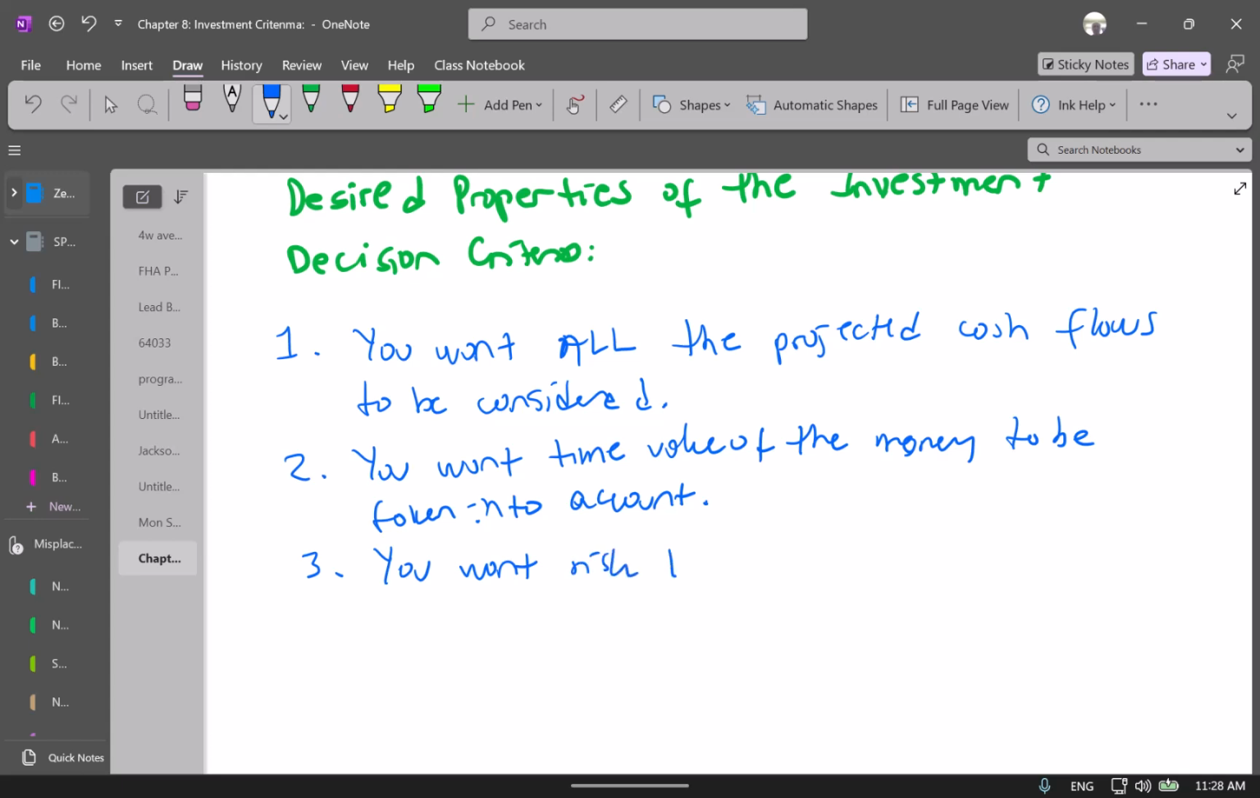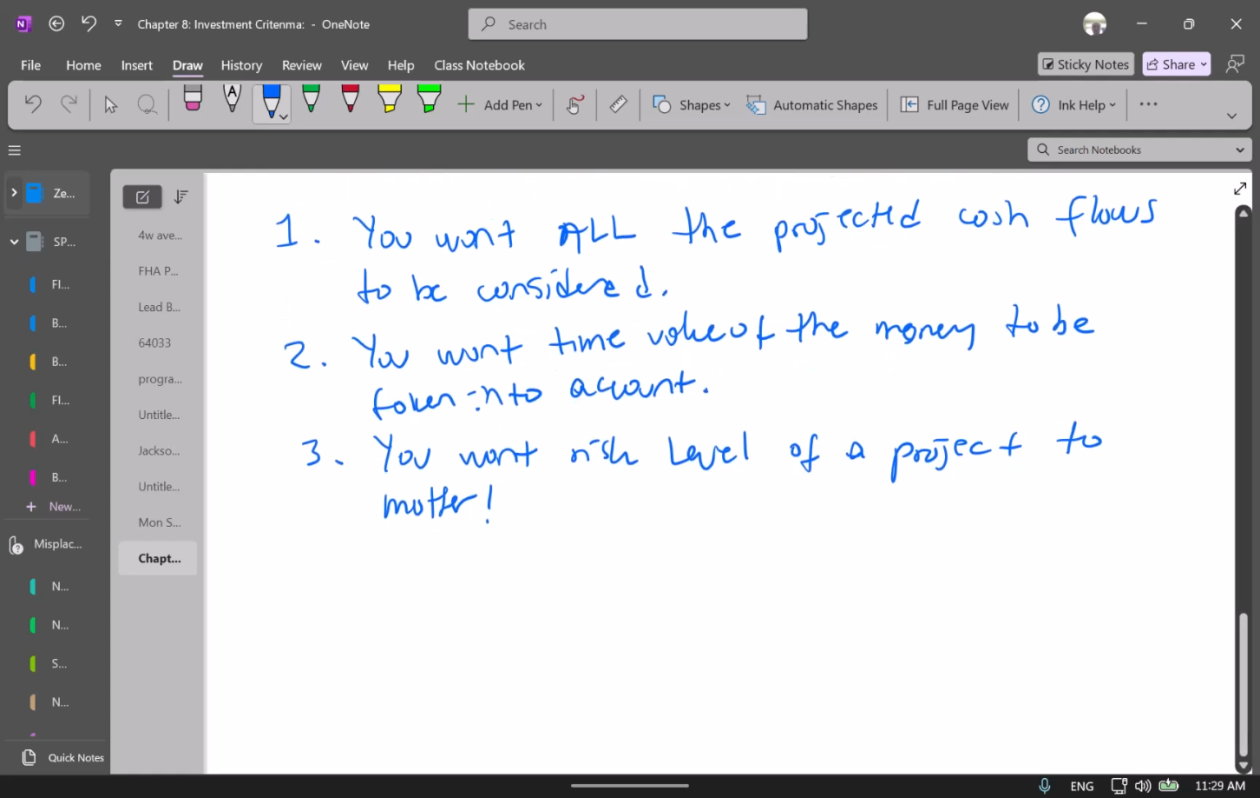You want the risk level of a project to matter. Whatever your business is, there are going to be different investment ideas. Some of them are going to be relatively less risky. Some of them are going to be risky. You cannot evaluate them using the same sort of hurdle rate. Whatever you do, if your project makes me 10% a year, I'm good. That is not a good way to evaluate projects.